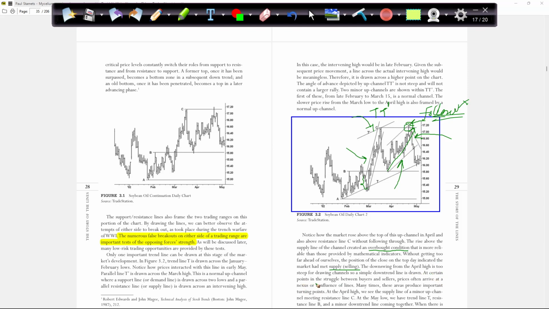At certain points in the struggle between buyers and sellers, prices often arrive at a nexus or confluence of lines. Many times these areas produce important turning points. At the April high, we see the supply line of a minor up channel meeting resistance.